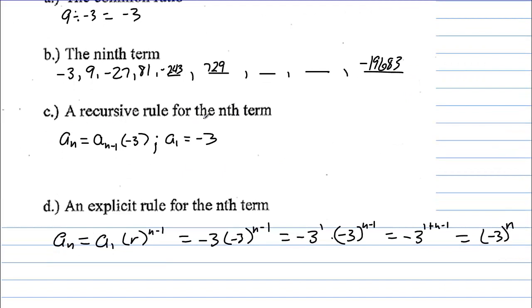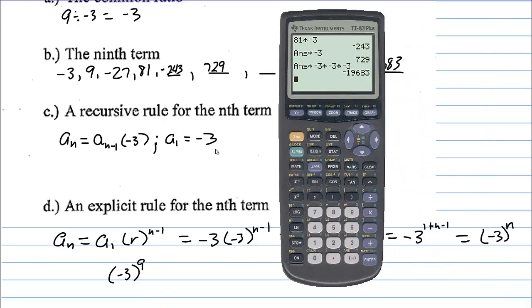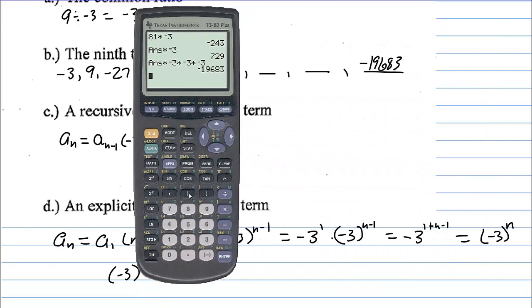Let's try it for the 9th term. So we have -3 to the 9th. Let's see what that is. It should be that negative 19,000. Let's try it. Negative 3 raised to the 9th. And there we have it, negative 19,683, just like we got before.